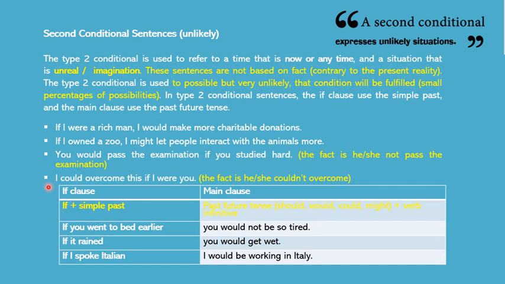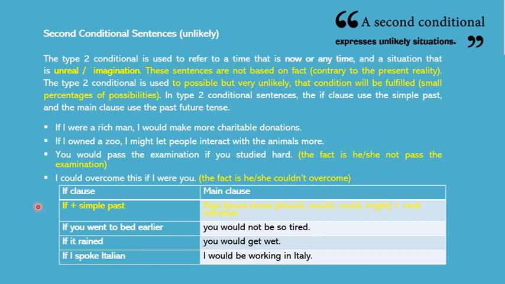Okay, continuing with the fourth example here: I could overcome this if I were you. The fact is, he or she couldn't overcome it. It's only the contrary to the present reality.